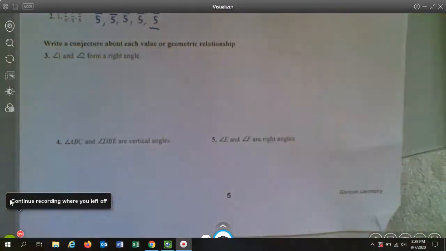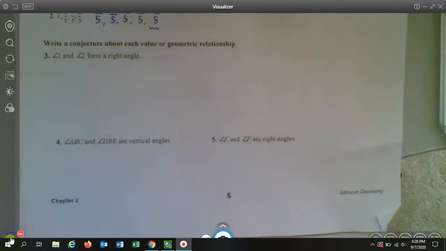Let's take a look at this one. So what if we said write a conjecture about each value or geometric relationship? So angle 1 and angle 2 form a right angle. So what is a conjecture, or what is an assumption you could make about that information? So if angle 1 and angle 2 form a right angle. And do keep in mind there can be more than one right answer for something like this. But when I see information like 1 and 2 forming a right angle, what do we know about the measure of a right angle, right? We know it's 90 degrees.